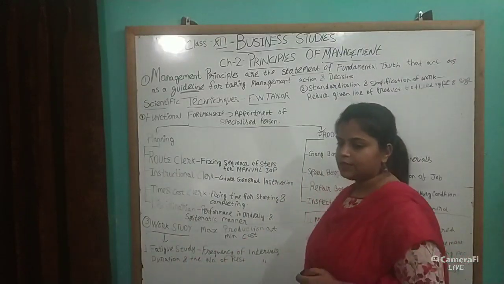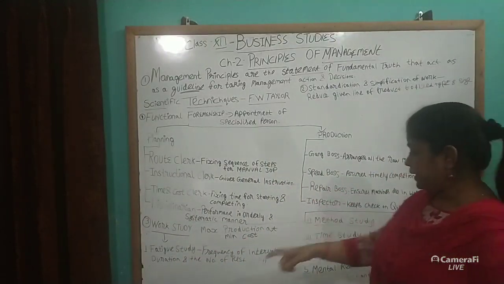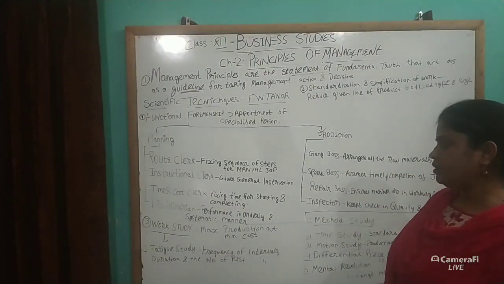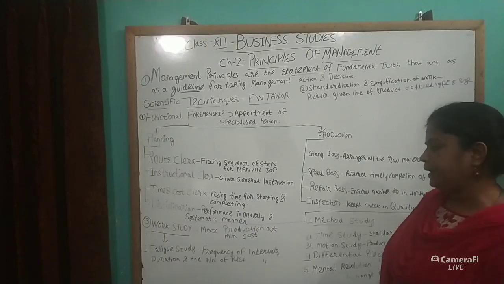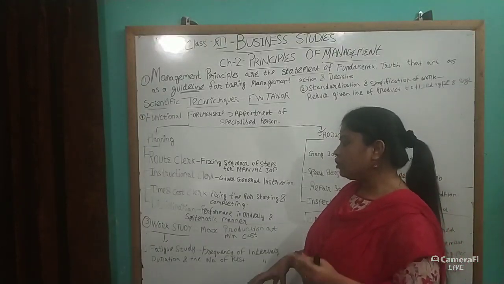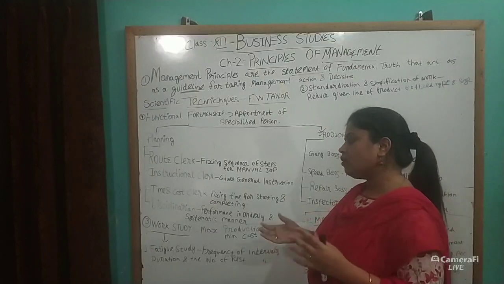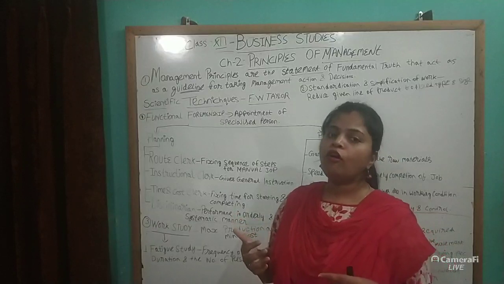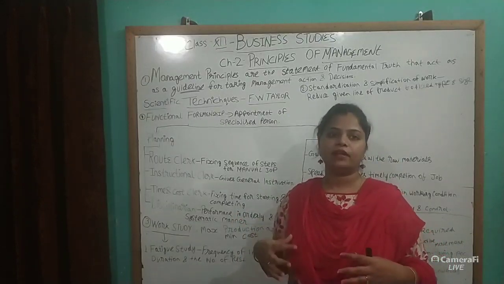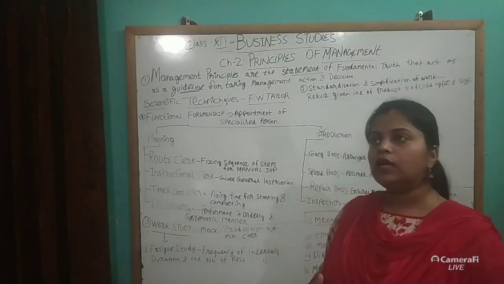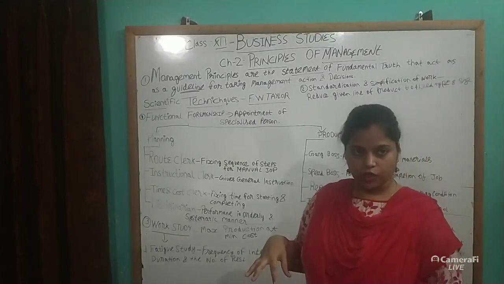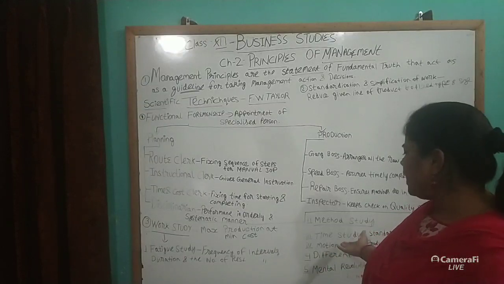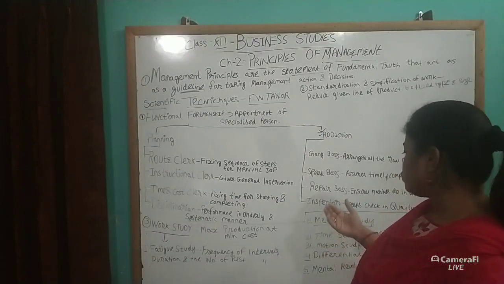Okay, let's continue. Work study, maximum production at minimum cost. The third technique developed by Taylor was work study. He focused that the way workers are going to work should also follow a standard method of working, like how many intervals they should get, how much time they should take to complete their work. Then there should be motion study.